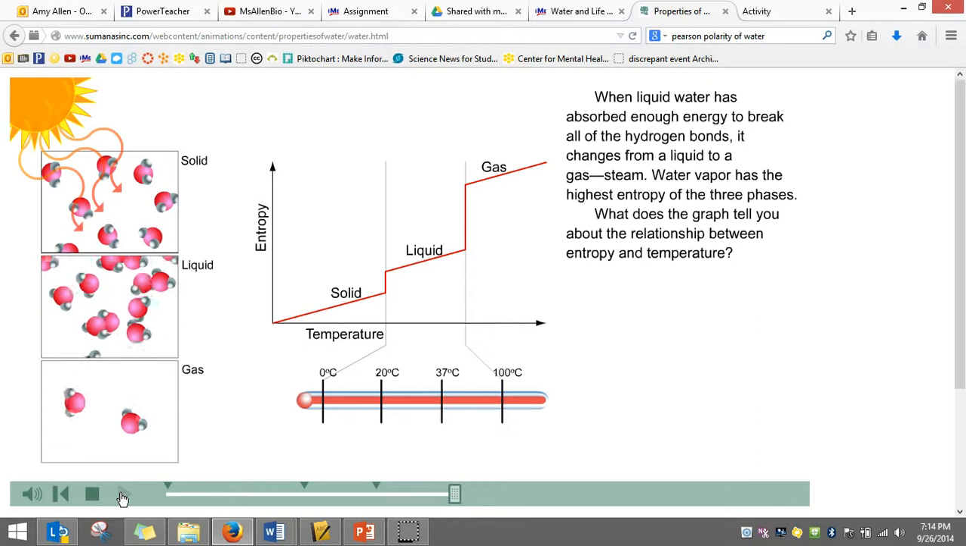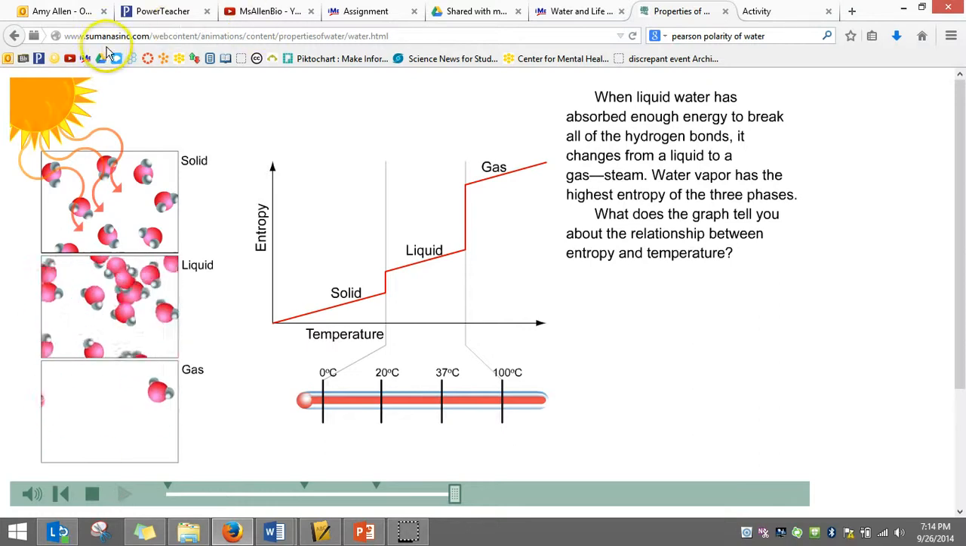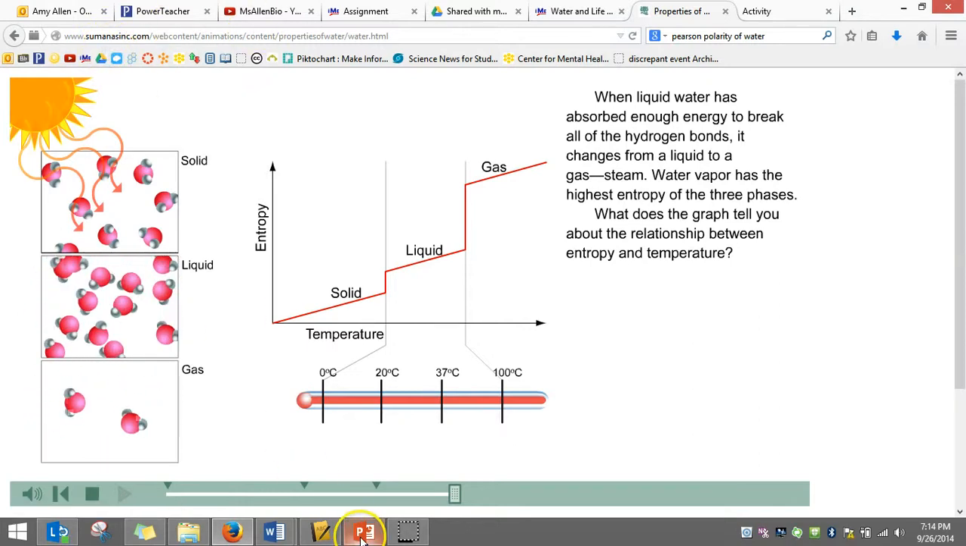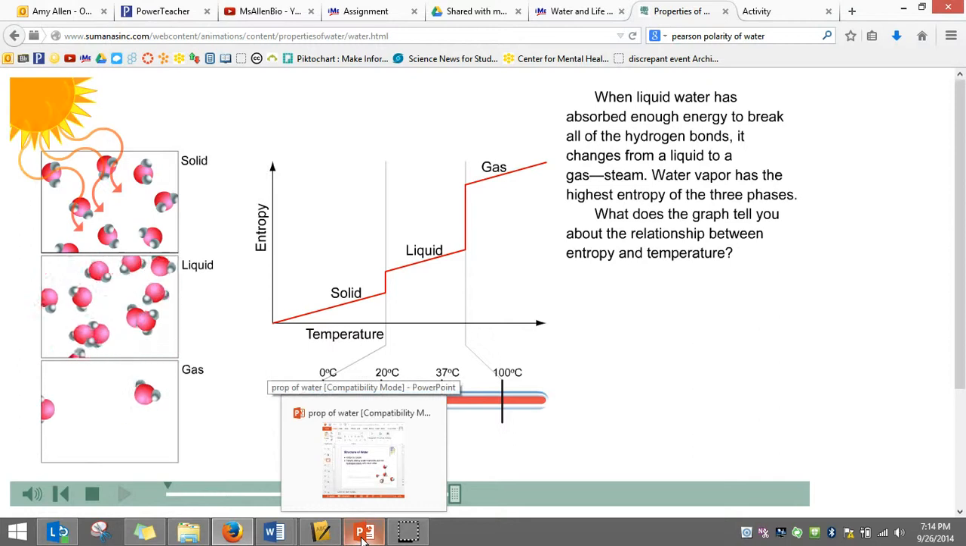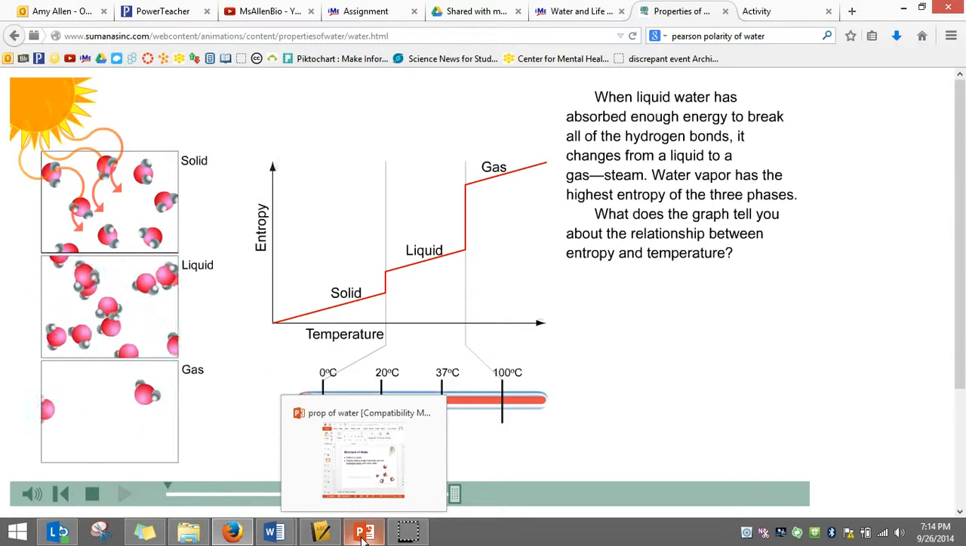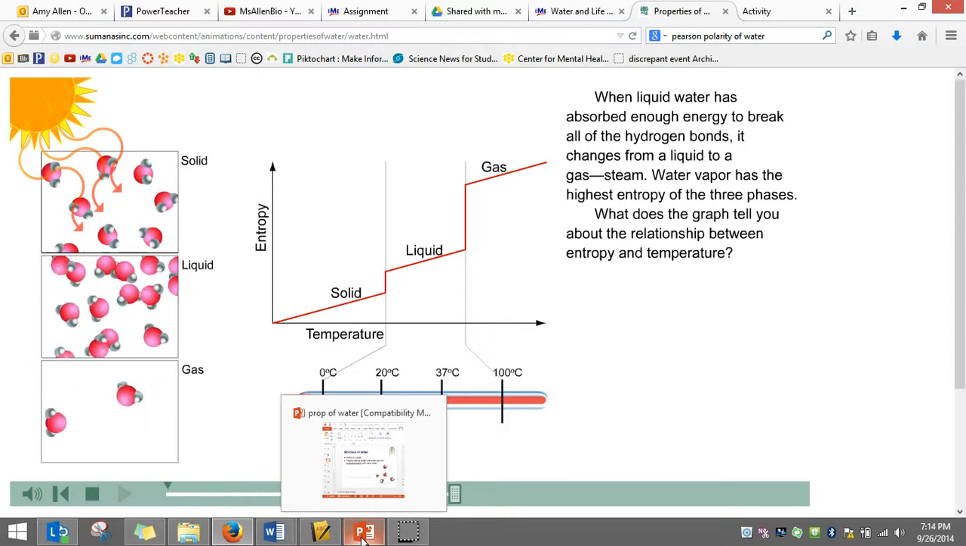So I just want to point out that this animation was from sumanazink.com and really does a nice job of describing both the polarity of water and how those molecules interact with each other to give water some of its properties.